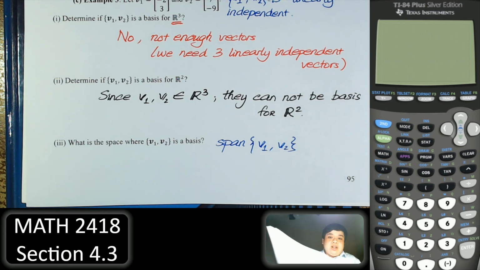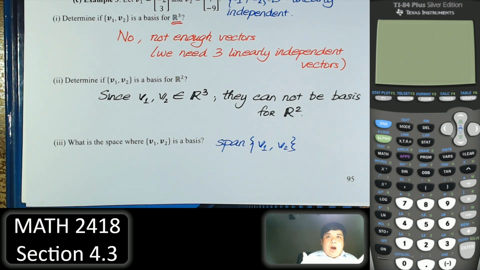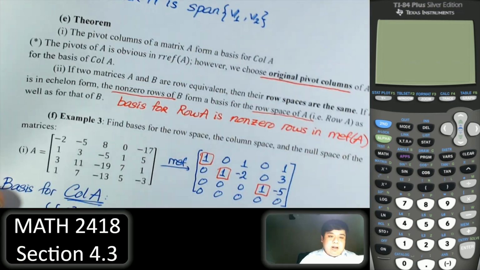Right, so in this section, of course, the most important thing is how do we find the basis for the column space, the row space, and the null space. And of course, we went over the definition of a basis.